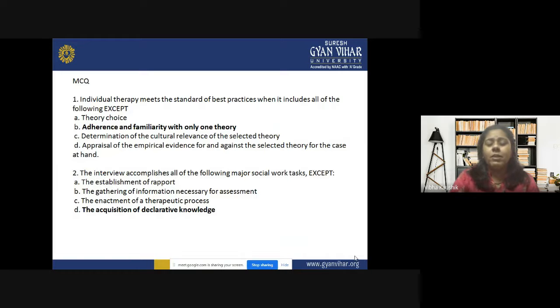Now, the second one: the interview accomplishes all of the following major social skill tasks except establishment of rapport between the therapist and the client, the gathering of information necessary for assessment, meaning you are able to get all the information that you consider necessary for assessment, the enhancement of a therapeutic process, and the last one is the acquisition of declarative knowledge. So these are the options, students, and now you have to select the correct answer on the basis of the given choices, and the correct answer will be option D, that is the acquisition of declarative knowledge.